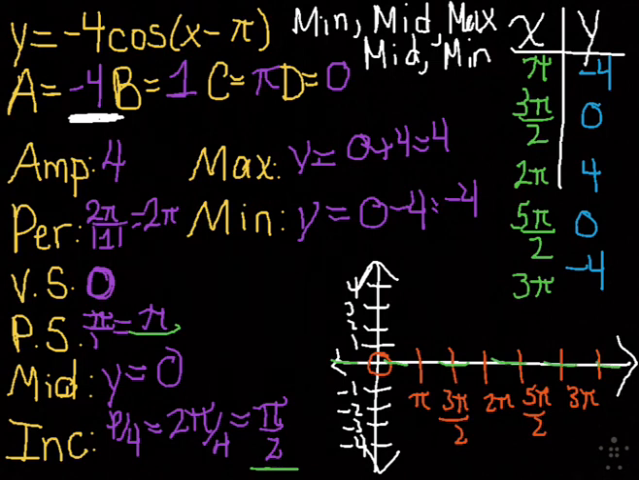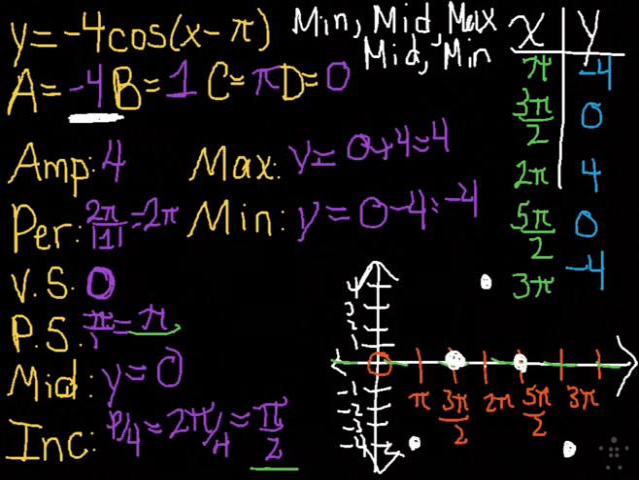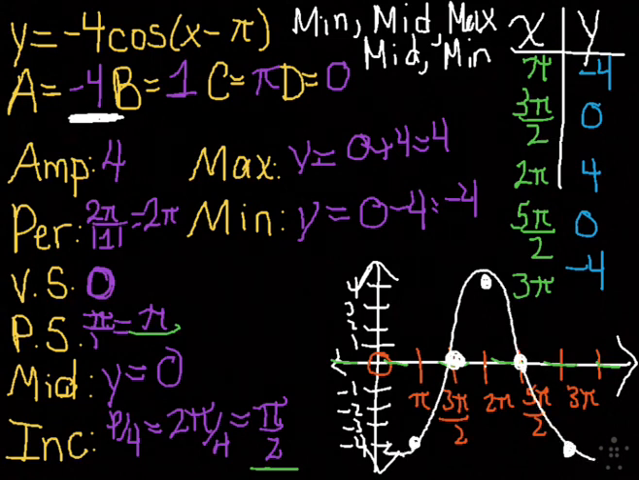And now we graph. At pi, the graph starts at -4. Then it goes to the midline at 3 pi over 2. Goes up to the maximum at 2 pi. Goes back down to the midline. At 3 pi, it goes to the minimum. And we connect the dots. And that's all we do for cosine, all right?